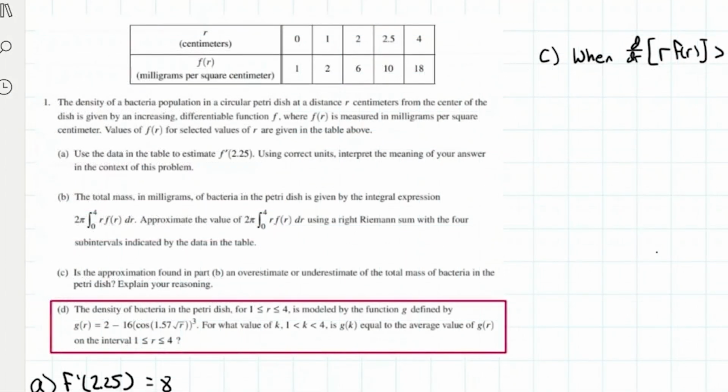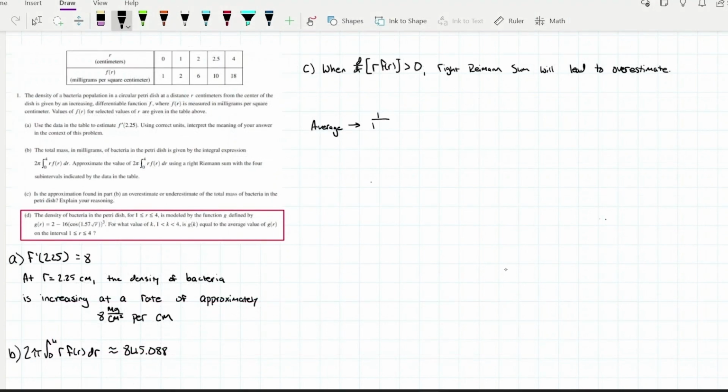Finally, for part D, we are given another function which models the density of the bacteria in the petri dish. We're asked to determine at what radius will the average density be. The average of a function can be found by taking the integral of the function and then dividing it by the range of the function.